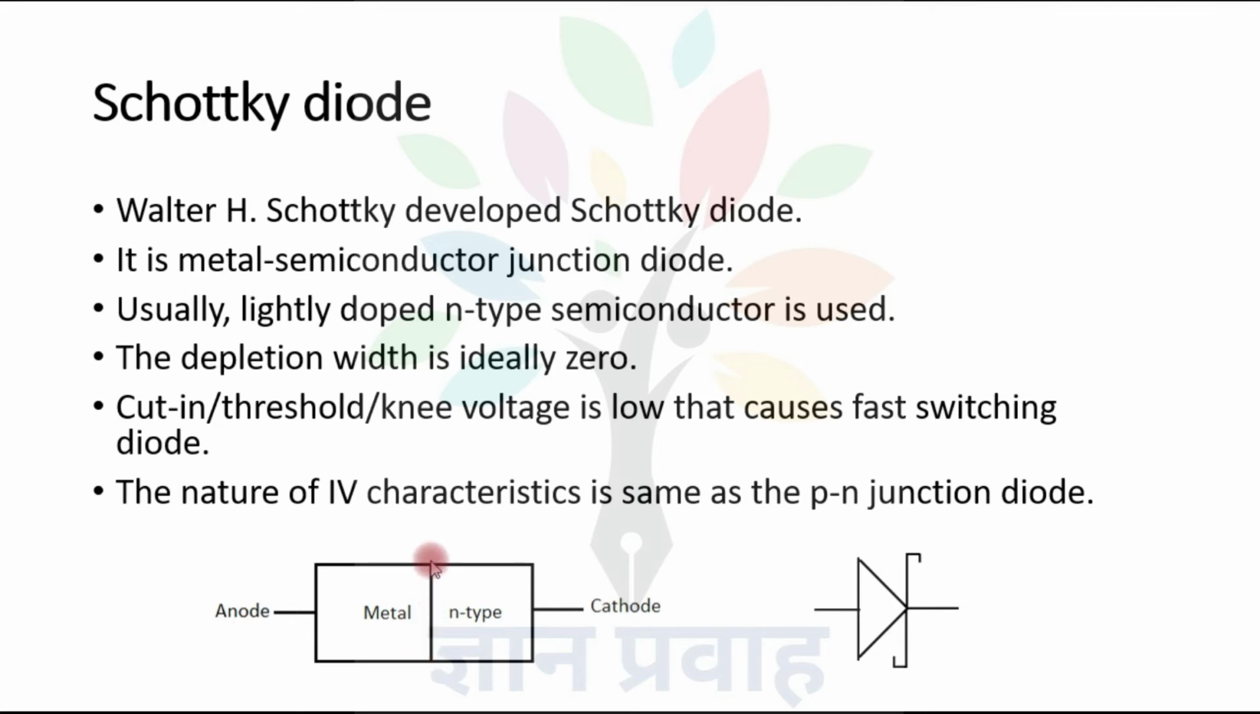That's why it reduces the barrier potential, and the switching speed is large as compared to other devices because the depletion region is very narrow. The cut-in voltage, or we can say threshold voltage or knee voltage, is very low. Ideally it is 0. And the nature of the IV characteristic is the same as the PN junction diode. The logical symbol for Schottky diode is given here.